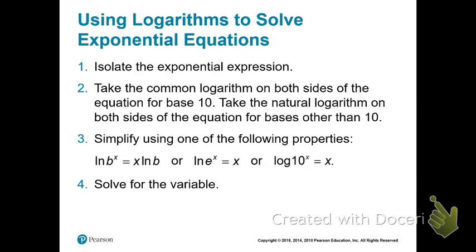All right, but sometimes we can't get like bases at all. And when we can't get like bases at all, then we're going to have to use logarithms to solve it. So the first thing we're going to do is isolate the exponential expression. So you want that b to the y, you want that base and that exponent by itself. Then you're going to take the common log on both sides of the equation for base 10. Take the natural logarithm on both sides of the equation for bases other than 10. Simplify using one of the following properties. So basically you're going to change b to the y equals x and log base b of x equals y, whatever we need, and then solve for the variable.